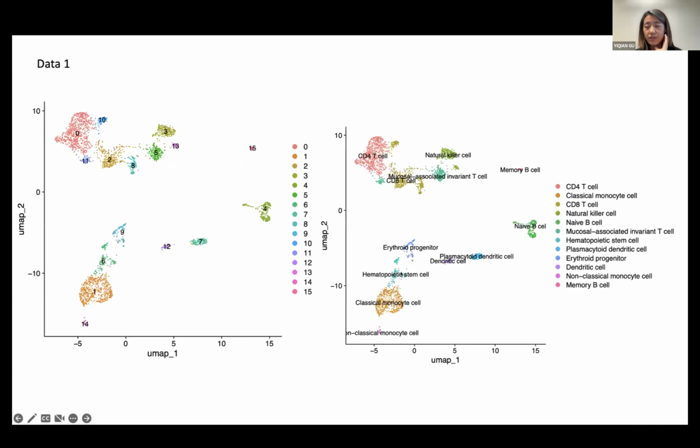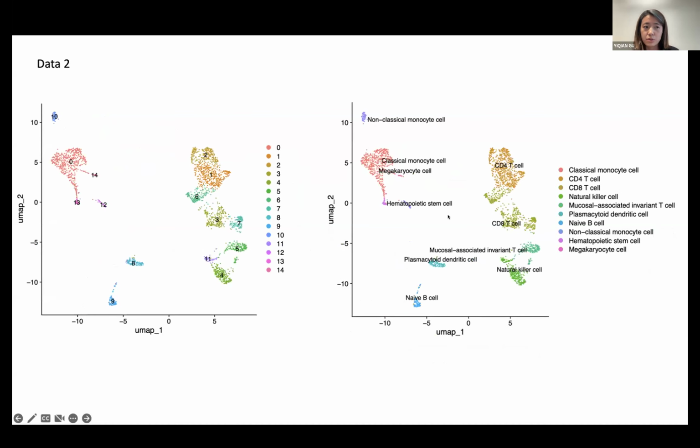Then I will briefly show a few results of my cell type annotation. This is for data 1. I find 16 clusters, and because I have some knowledge about immune cell types, I use the marker genes I know, and I also use Azimuth as a reference to annotate the cell types. And these are the cell types for data 2. I have very similar cell types except for the megakaryocytes, which are not found in the first data set.